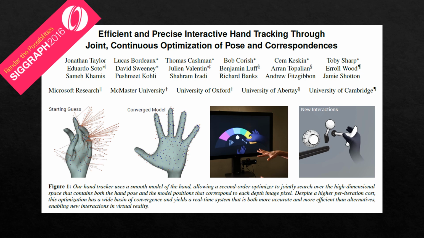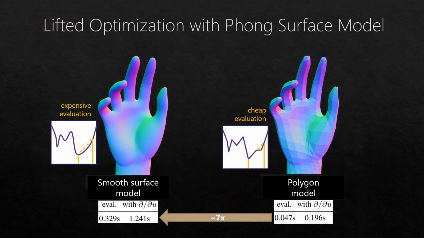The key to efficiency in the previous work was the use of a smooth surface model, subdivision surfaces or B-splines. The smooth surfaces allowed the use of a method called lifted optimization, which greatly reduces the number of iterations used in model fitting and allows the use of many fewer data points. Although individual surface evaluations were 7 times more expensive compared to a polygon surface, the overall reduction was a win. But to get real-time in 4 gigaflops, we needed to get that 7x back.